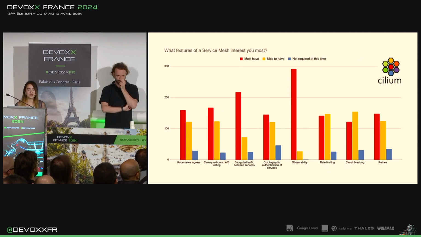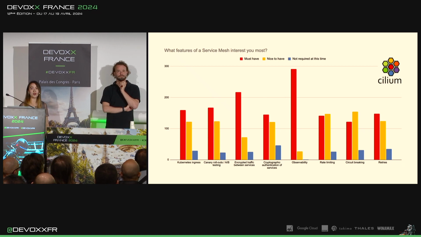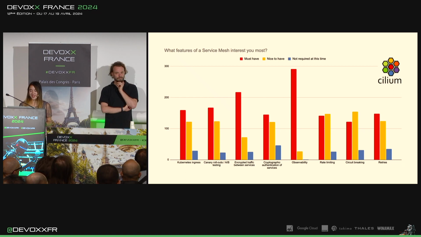So this is a survey that Cilium, or Isovalent, did a while ago. It was asking people, hey, what features of service mesh interest you the most? Some people may have thought that it would be specifically security or something like that, but actually the thing that got the most votes was observability. So I guess this is why we have this here.